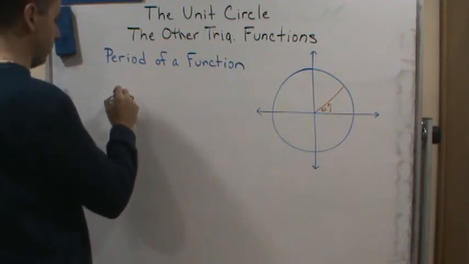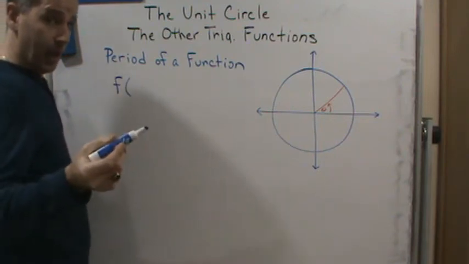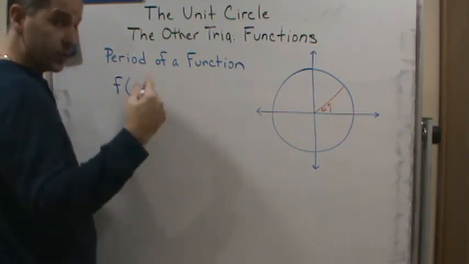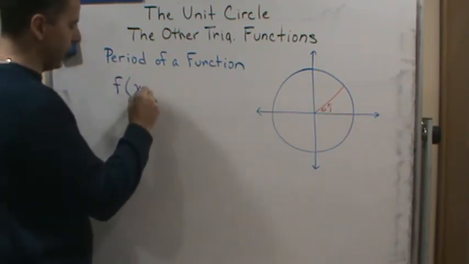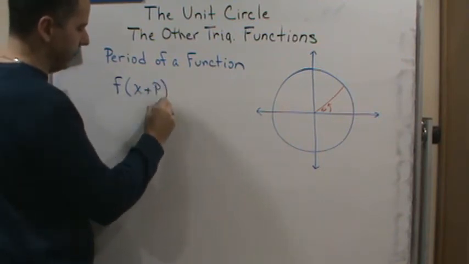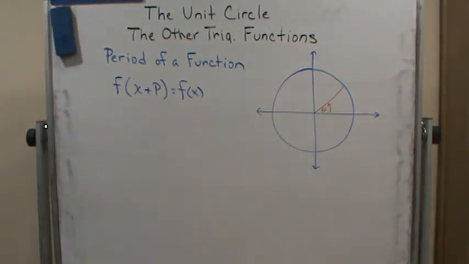So if I take a function, and it's a periodic function, then there has to exist some period, some number, the smallest number, such that if I take a value of x and I add the period, I get the same value. So it repeats. By definition, that is what a period is. It is a number representing the interval such that f of x plus p is equal to f of x for any value of x in the domain.